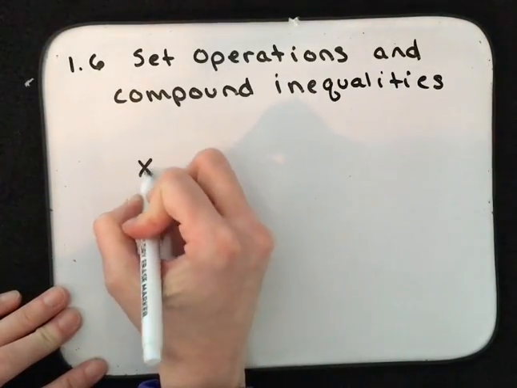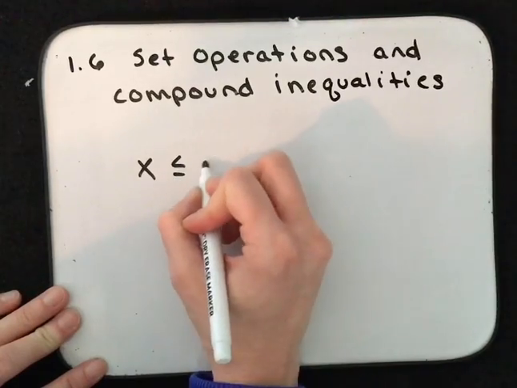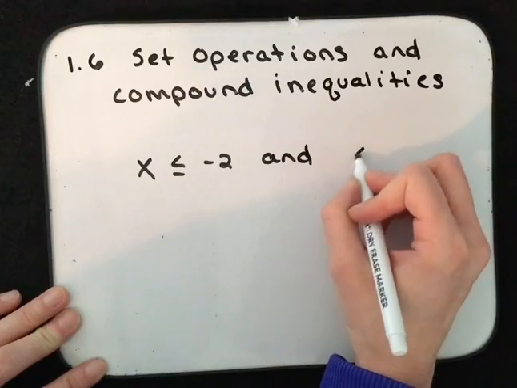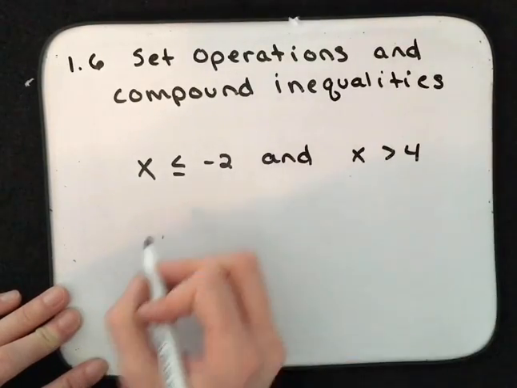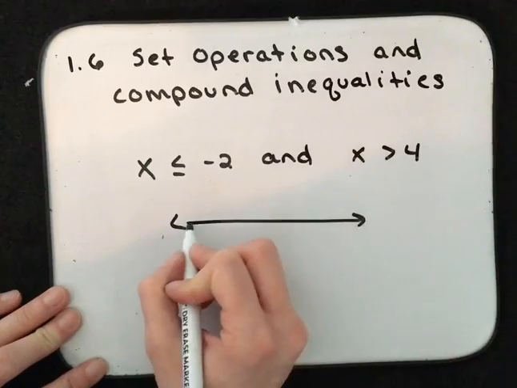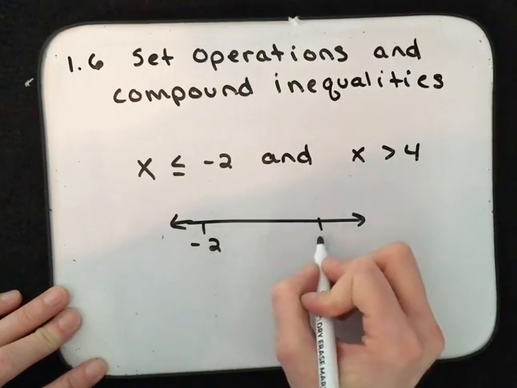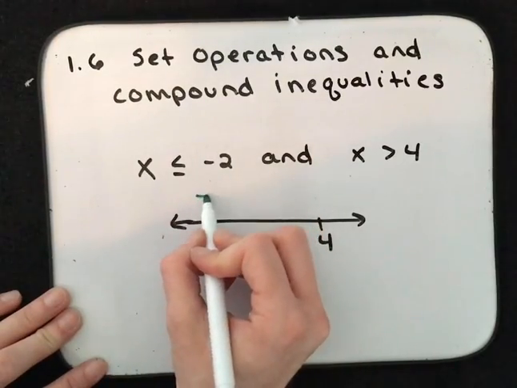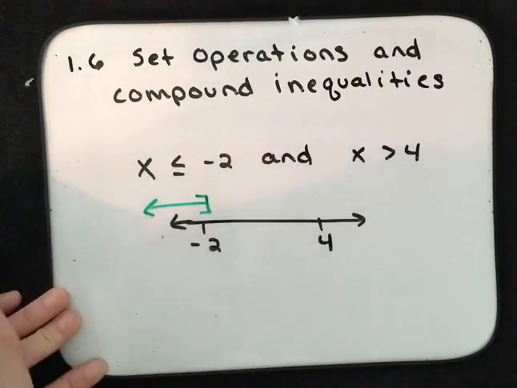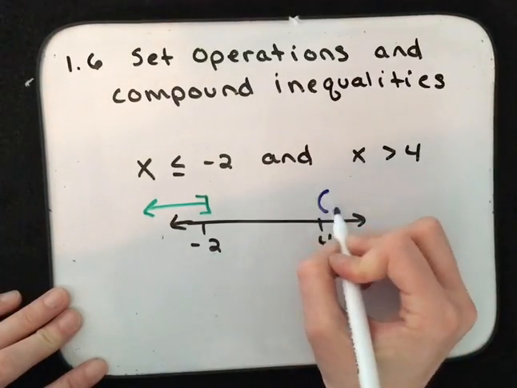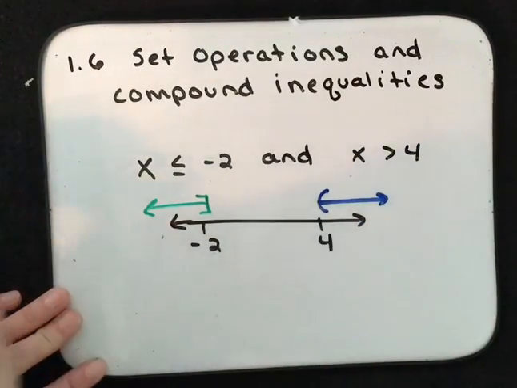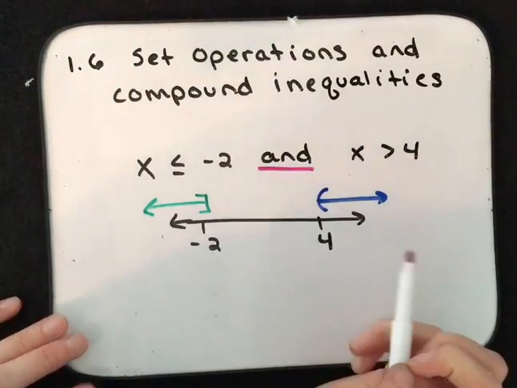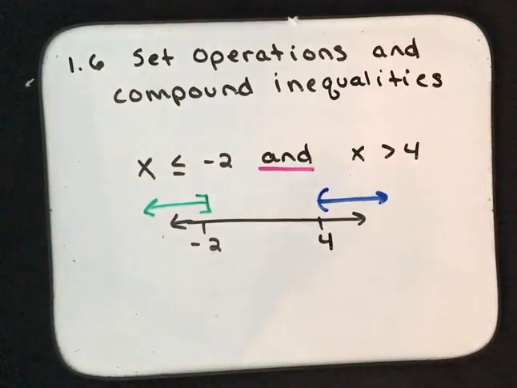So we have x is less than or equal to -2, and x is greater than 4. So here's -2, here's 4. Let's do our first one. X is less than or equal to -2. So there's my bracket, there's the arrow. X is greater than 4, there's my parenthesis. Now look right here. This one says "and." So I need the overlapping region that is satisfied by both of these.